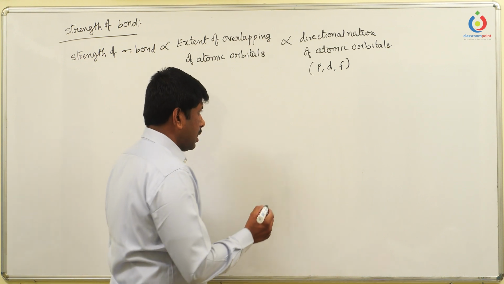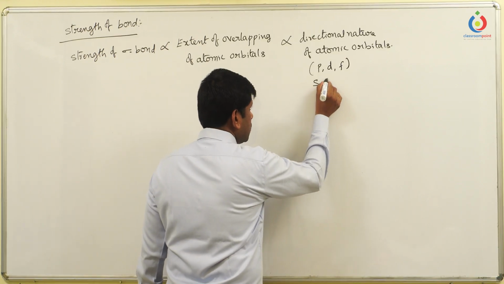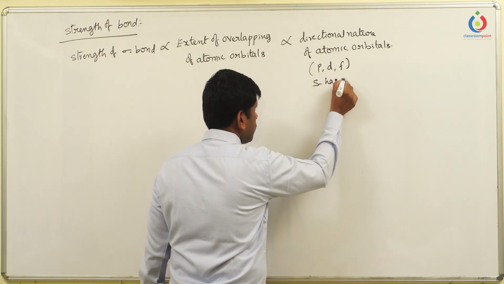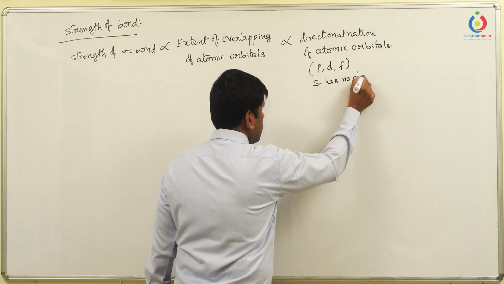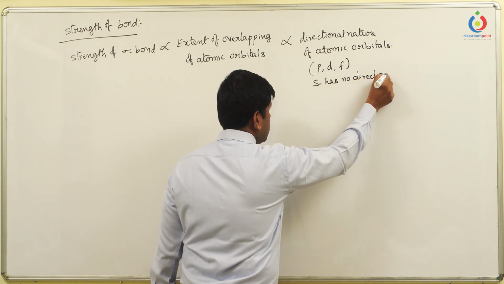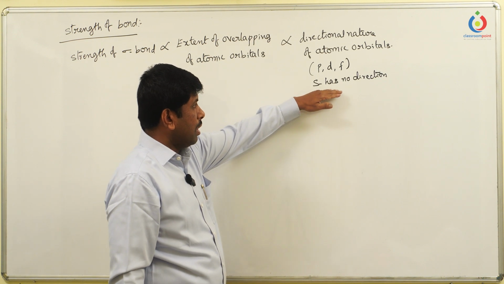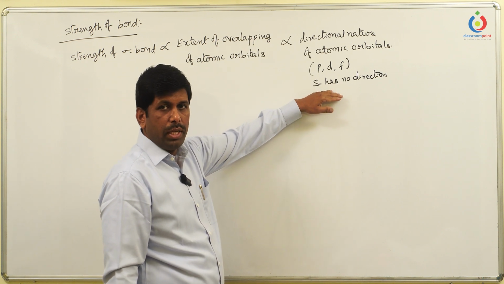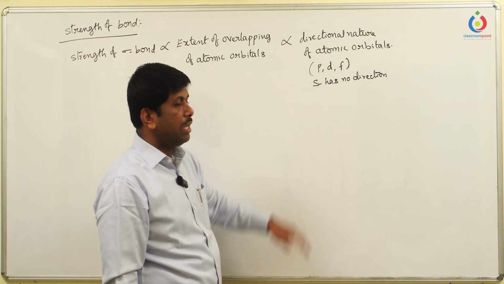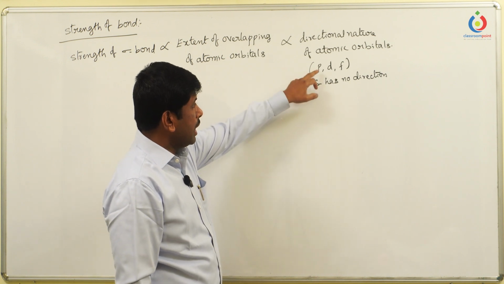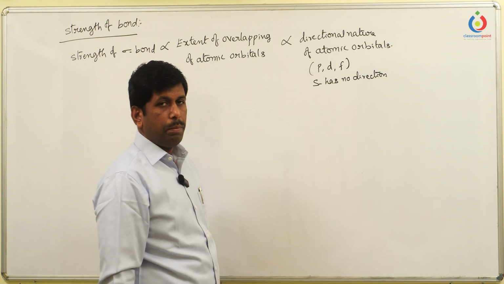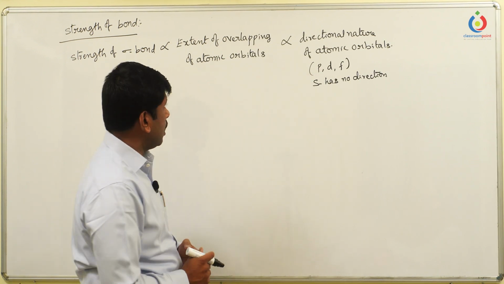And what about the S orbitals? S orbital has no direction. Since S orbital has no direction, its overlapping is very weak. That's why the bond resulting from the SS overlapping is weaker than the bond formed from the P orbitals and the remaining orbitals.